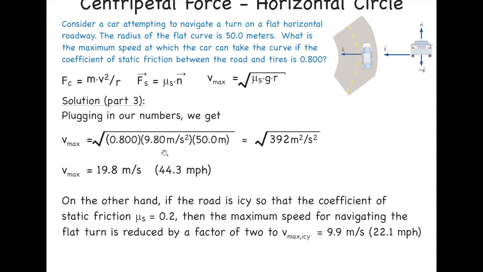Because if we look here, we see that the maximum velocity goes as the square root of all these factors. Then it also clearly goes as the square root of the coefficient of friction. So if we drop the coefficient of friction from 0.8 to 0.2, which is a factor of 4, then the maximum safe velocity would go down by a factor of square root of 4, or a factor of 2. And so we would find that the maximum velocity that you could take this turn at when the coefficient of friction for the icy surface is 0.2 drops to 22 miles per hour, or 9.9 meters per second.